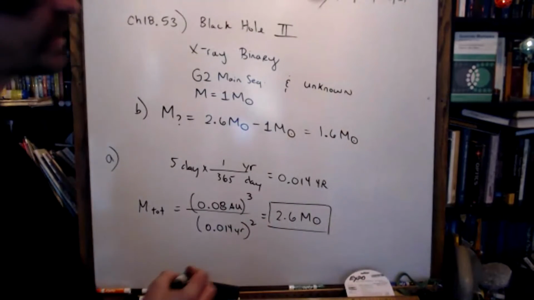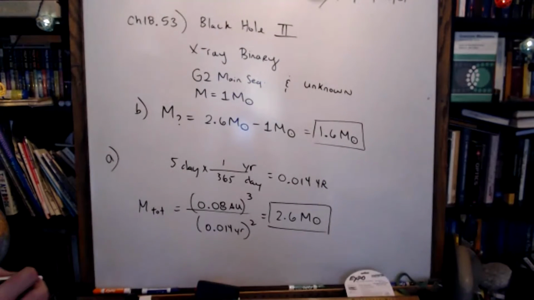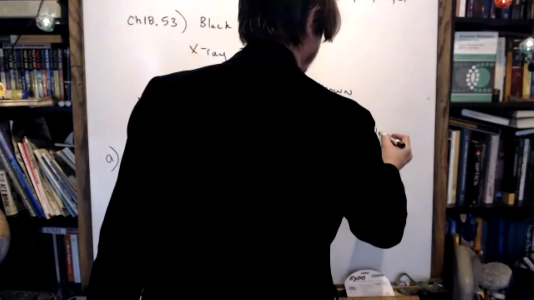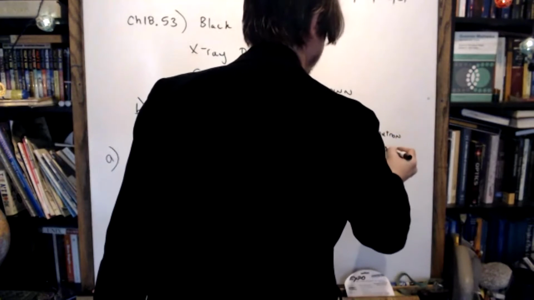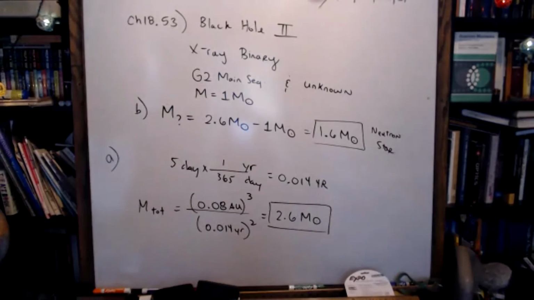What is the nature of my compact object? It's a neutron star. Good. And that's the difference between me doing a problem versus you doing a problem. It's faster. I just don't know if it's better. Can I erase?